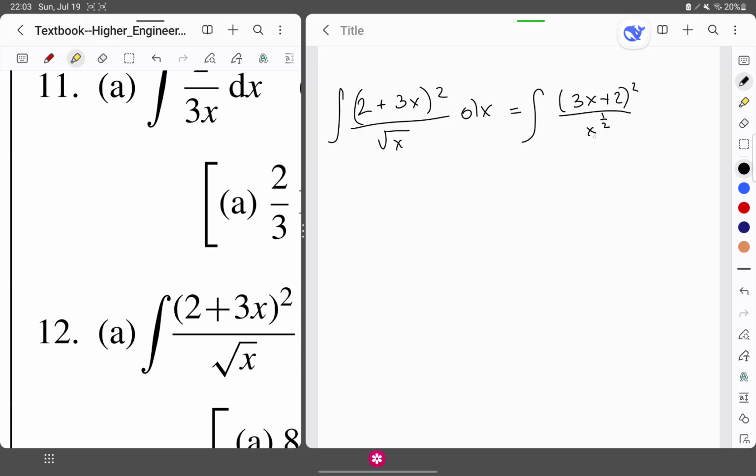What is the derivative of this one? X to the power of 1 over 2 will be what? 1 over 2, okay, derivative of 3x plus 2 will be not this one. Okay, u is x to the power of 1 over 2 minus 1, so it will be negative 1 over 2. Okay, I really forgot how to do derivative.